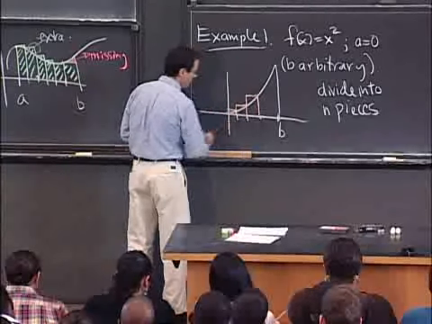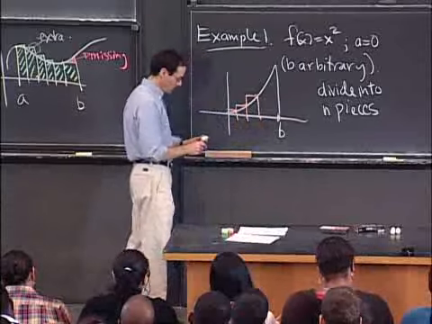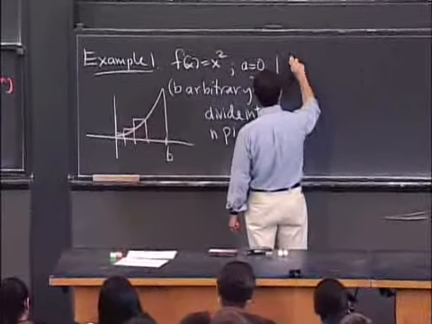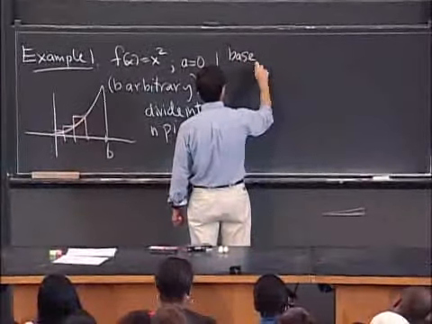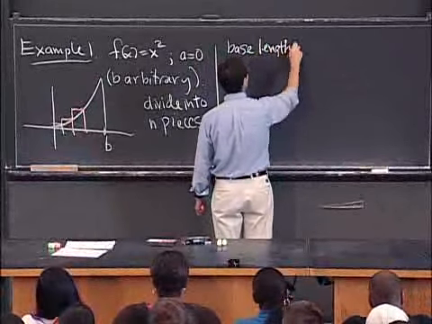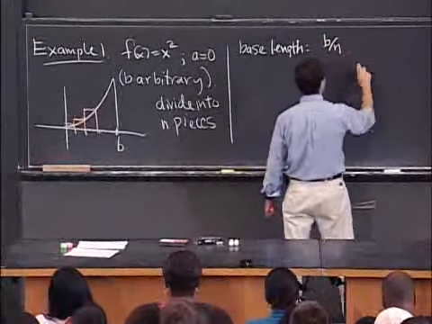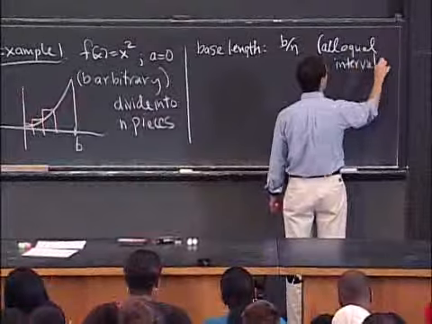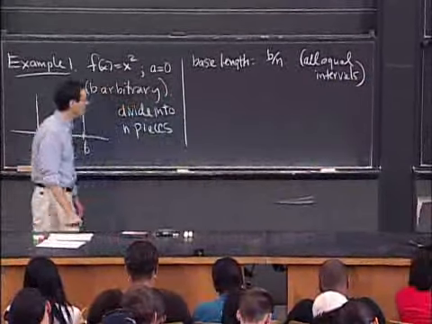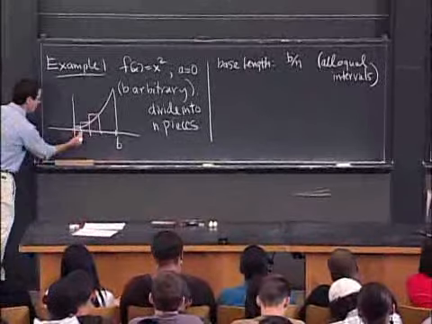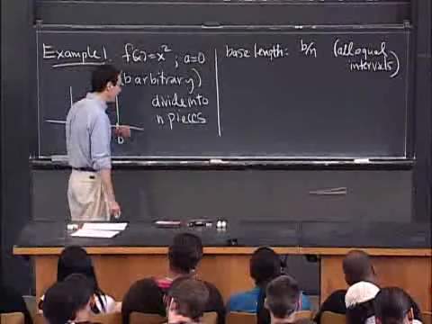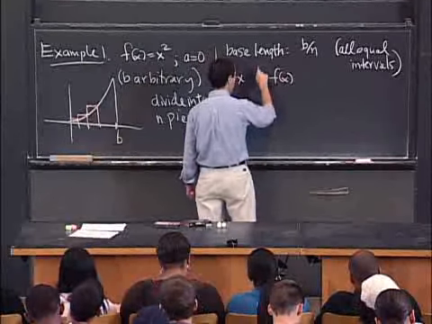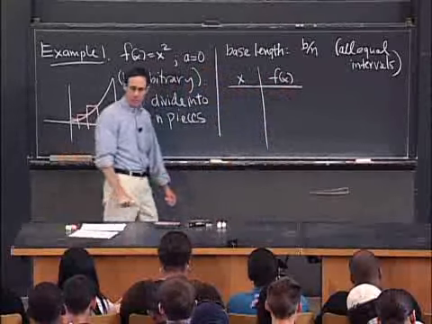And in this case, these distances, I'm assuming that they're all equally spaced intervals, and I'll always be doing that. And so the spacing, the base length, is always b divided by n, all equal intervals. So that's the base length. And next, I need the heights. And in order to keep track of the heights, I'm going to draw a little table here with x and f of x and plug in a few values just to see what the pattern is.